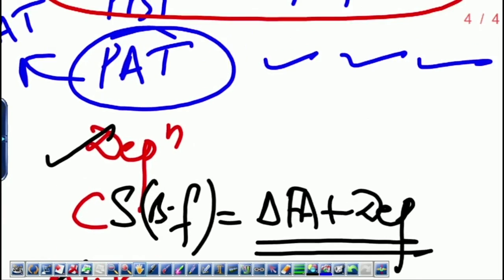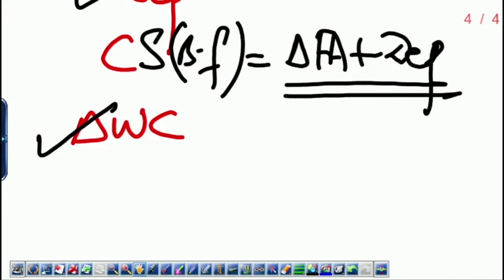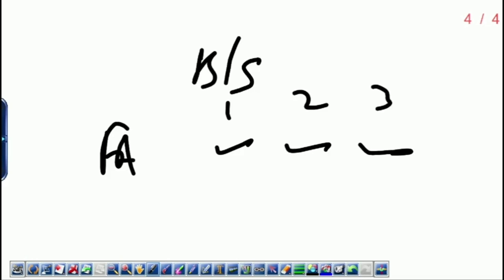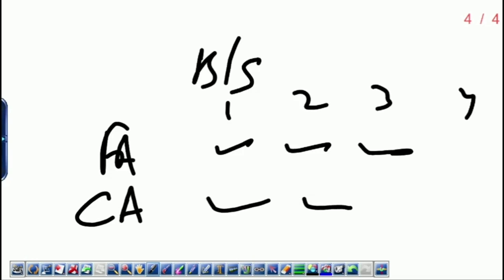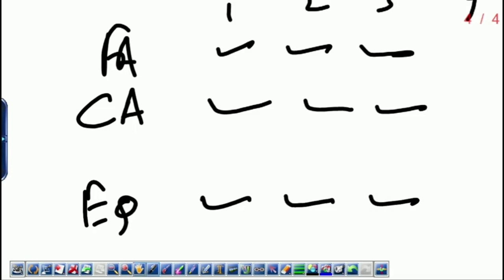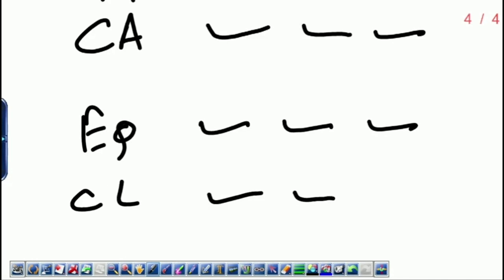So depreciation, don't worry, the clue will be there. Change in working capital is easy, but the capital spending will be the change in the fixed assets in the balance sheet plus depreciation. So for the balance sheet forecasting, you have to grow the fixed assets year 1, 2, 3, 4. Current assets, you have to grow them. And then your equity, you have to grow it. And you may also have some current liabilities.